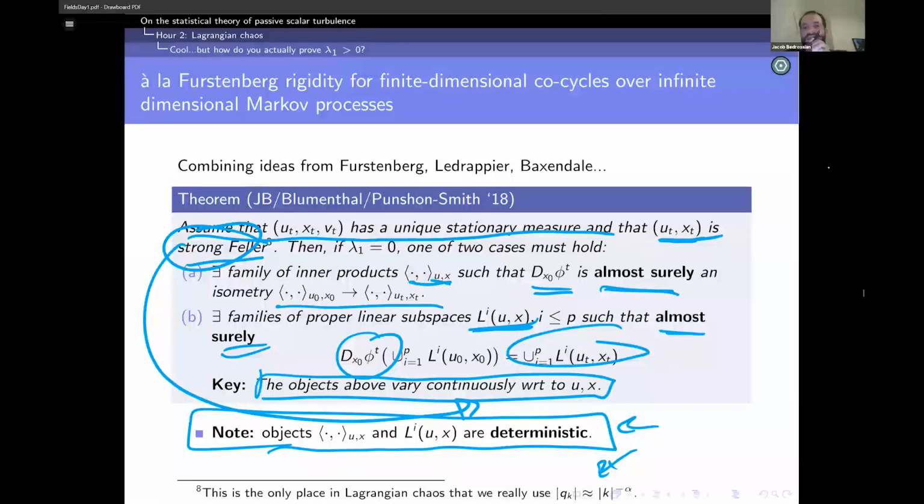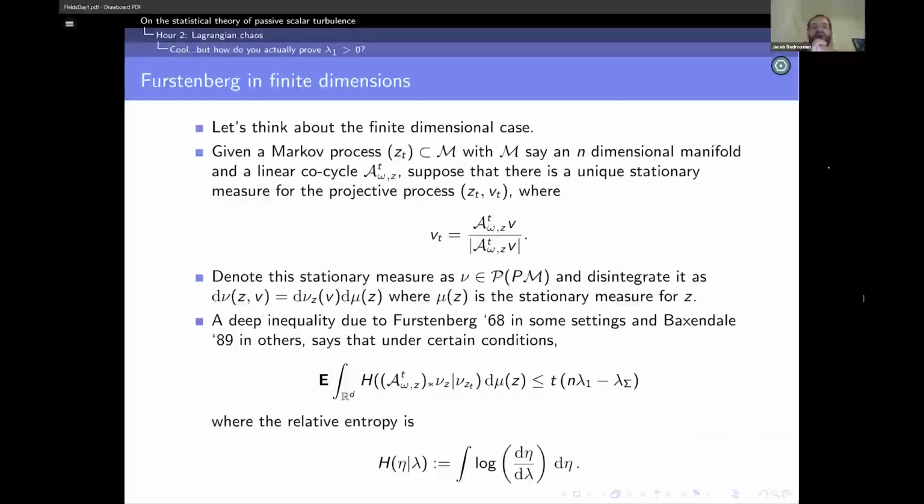So proving this is hard. I'm not going to give the proof of this lemma. I'm just going to talk a little bit about heuristics for the finite dimensional versions. So let's think about if my Markov process Z_t was on some n-dimensional manifold and I had a general linear cocycle. It could be the gradient of the evolution, for example, or it could be something else. And suppose that we know there exists a stationary measure for this (Z_t, V_t) process.